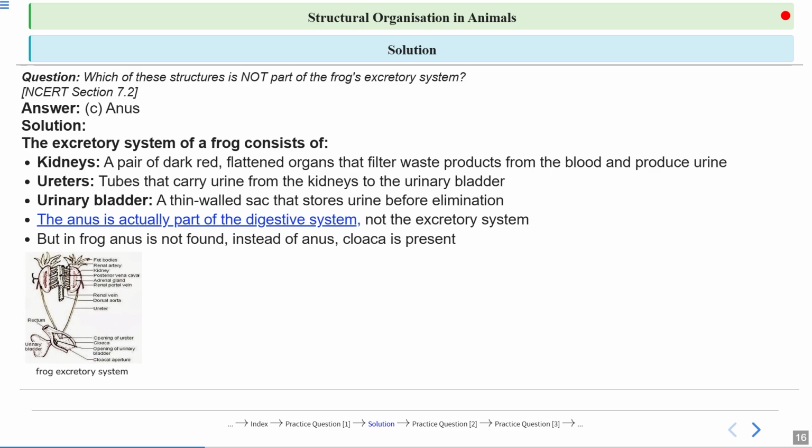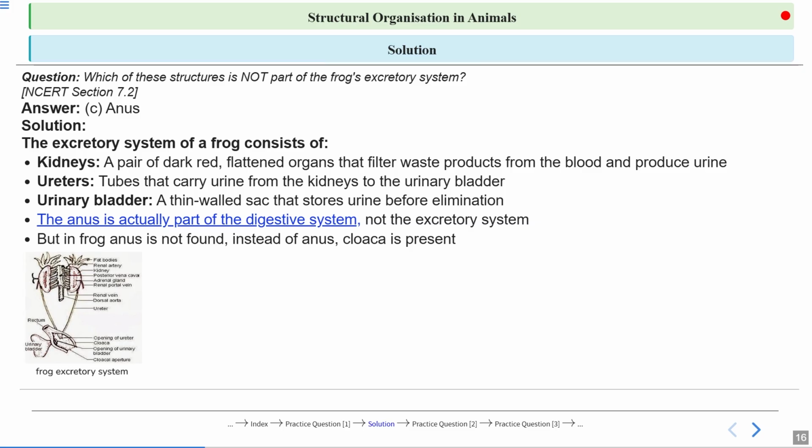So here you can see the excretory system. This is the kidney and this is the ureter. This ureter opens into this cloaca. And just here in the cloaca, you see a urinary bladder. So whatever urine comes out from the ureter gets stored in the bladder, and from time to time it is eliminated out through the cloacal aperture.